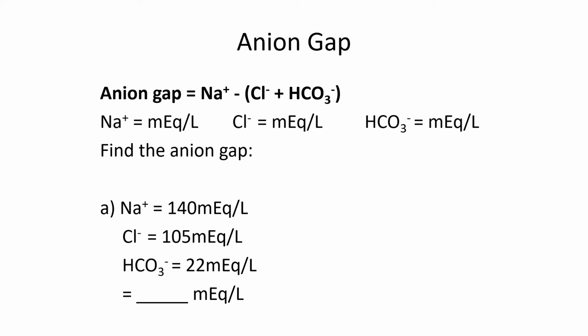Anion gap. So anion and cation. An anion is anything that's negative charge. A cation is anything that is positive charge. Anion is anything with a negative charge. So in this case, chloride has a negative charge, it would be an anion. Anything with a positive charge is called a cation. That just means it has a positive charge.